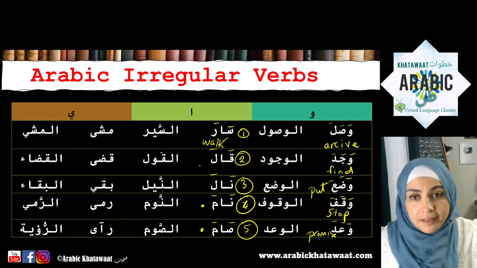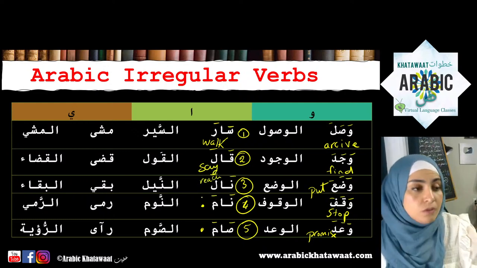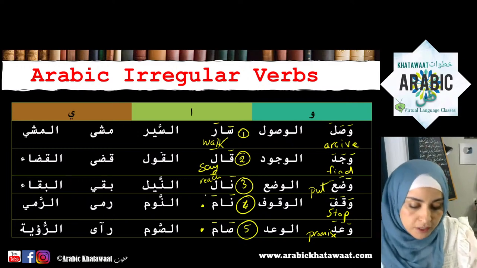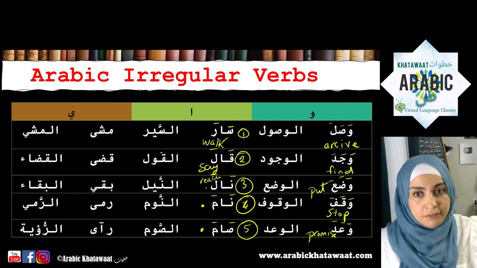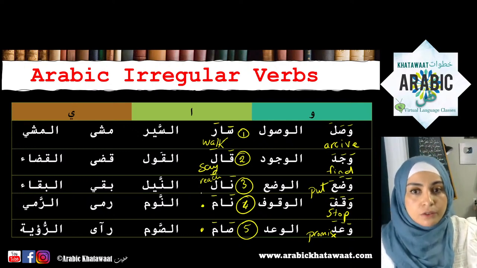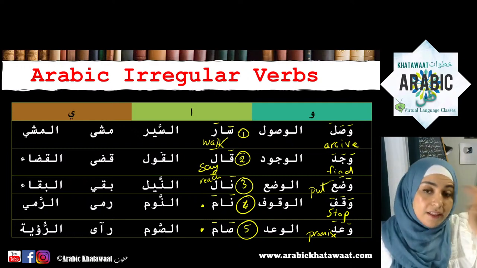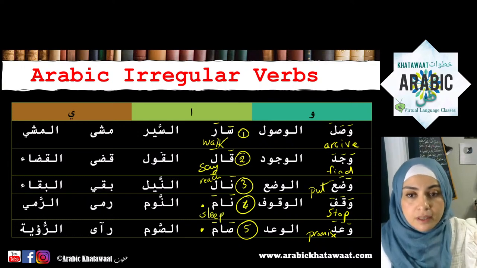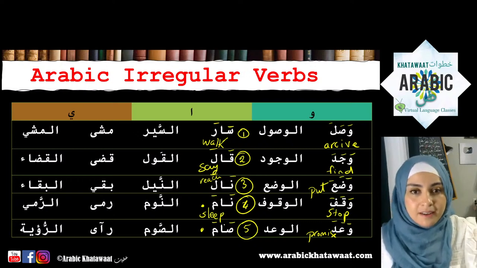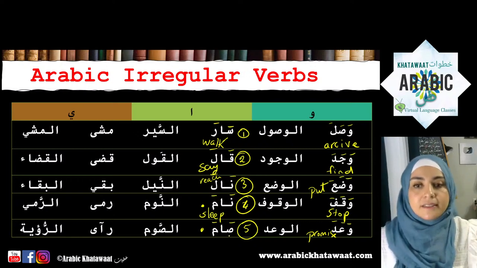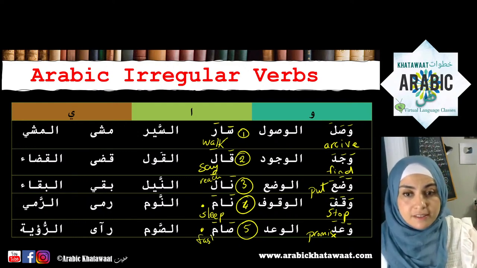And then we have قال, say. نال, reach and also obtain. And the example I said here is نال الطالب هدفه. The student obtained or reached his objective. And then we have نام, sleep. نمت باكرا البارحة. I slept early last night or yesterday. Then we have صوم, which is to fast.